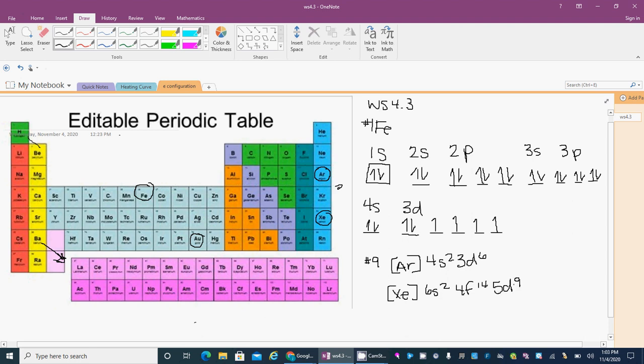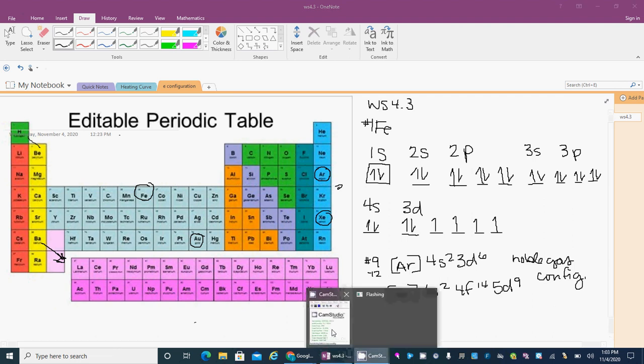Okay, so much quicker. These are also called the noble gas configurations. So you have a worksheet to do on noble gas configurations, and then on worksheet 4.3, 9 through 12, I believe, you can do abbreviations on. So hopefully that'll help you with those homework assignments.